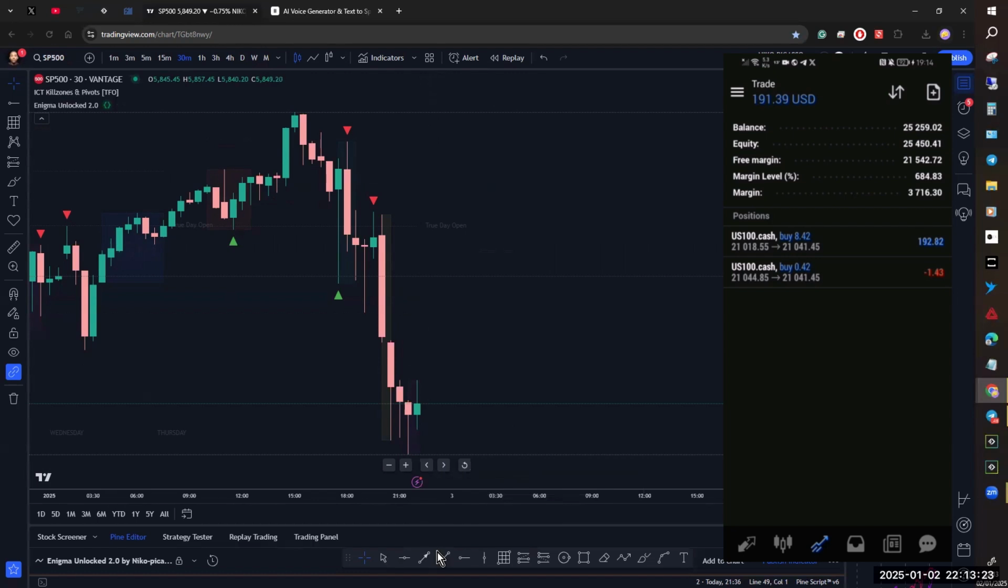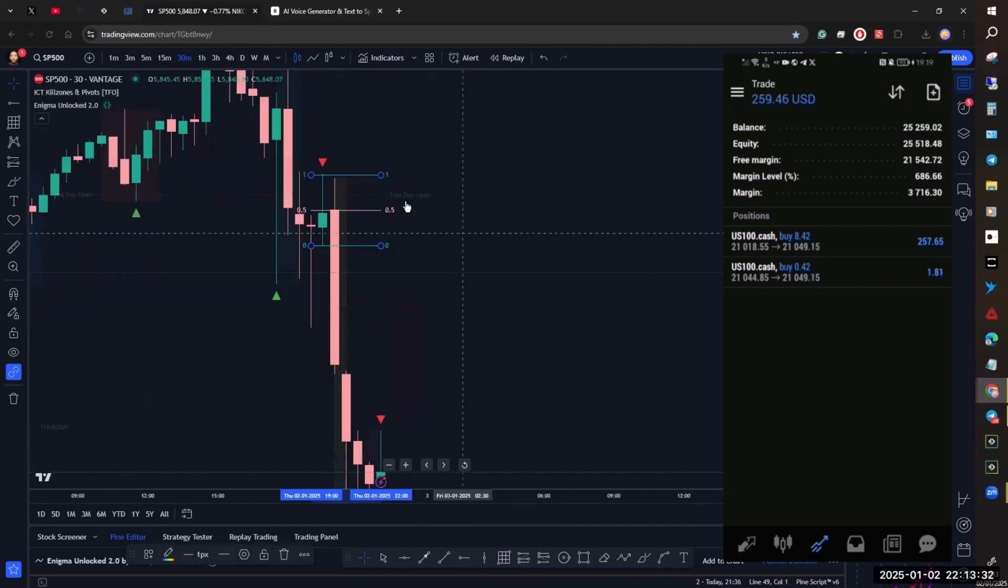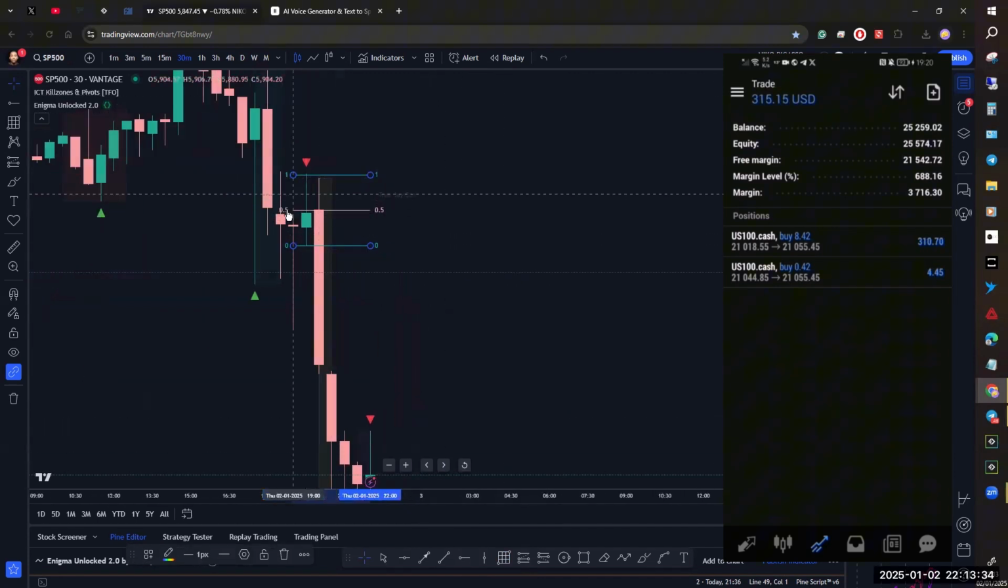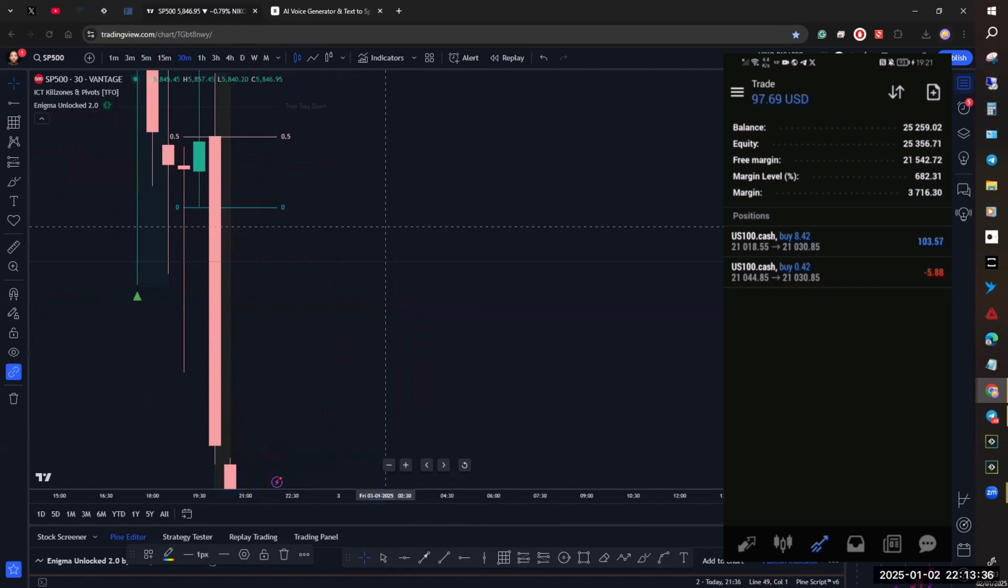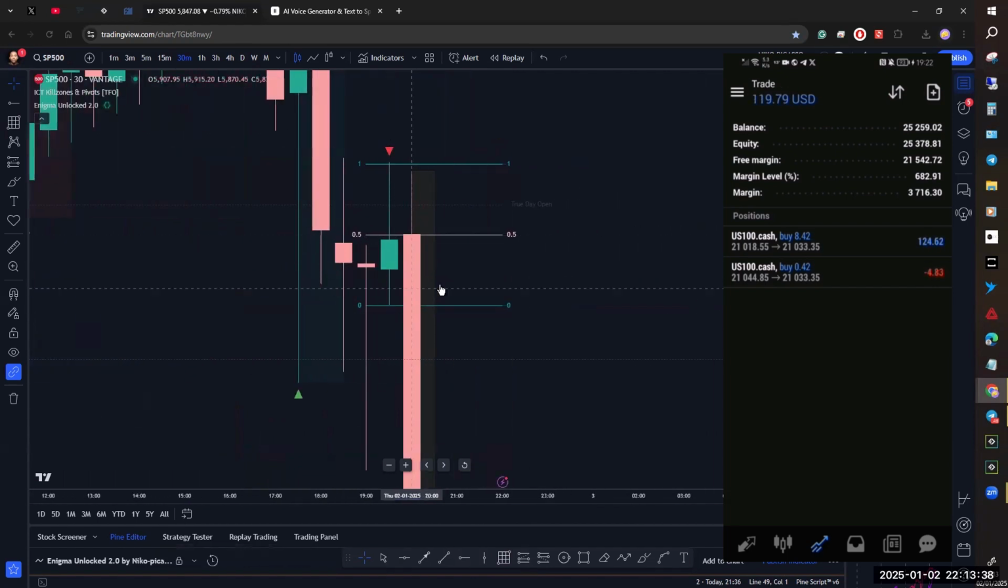I saw a great setup today on the US 500 during the US session. We had this sell signal right here. Why is this a sell signal? The logic is very simple. The high of this candle is higher than the previous candle high. That's a grab of liquidity. And the body closed below 50%, indicating that the market is bearish, or it's a bearish bias.